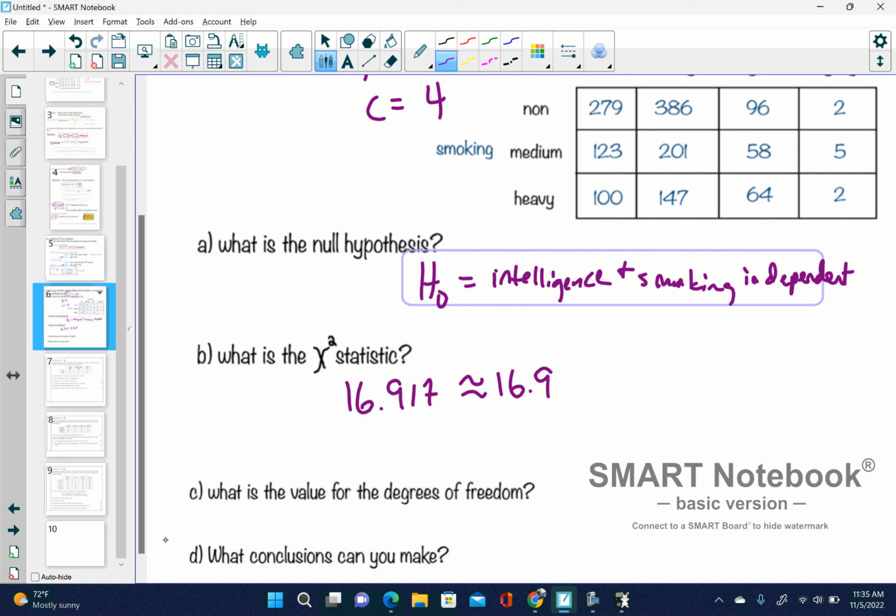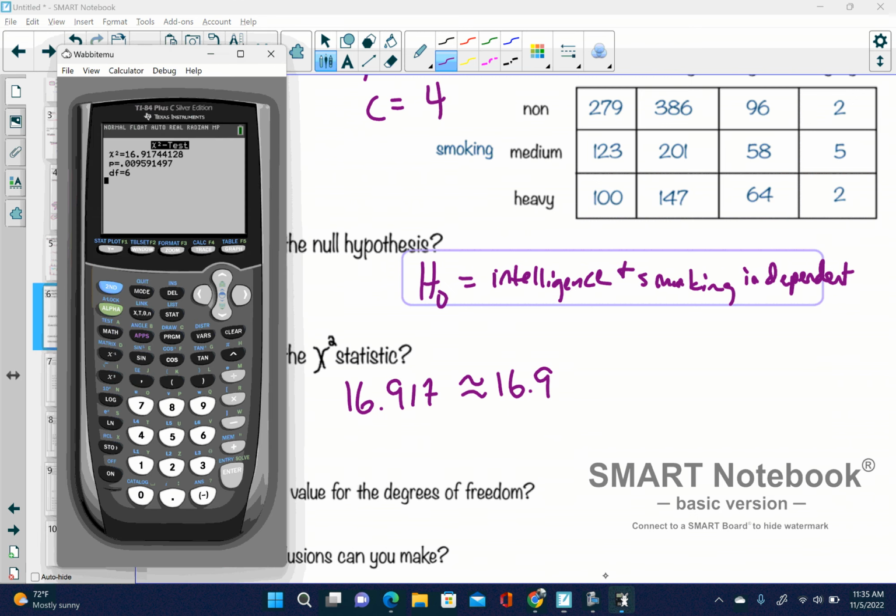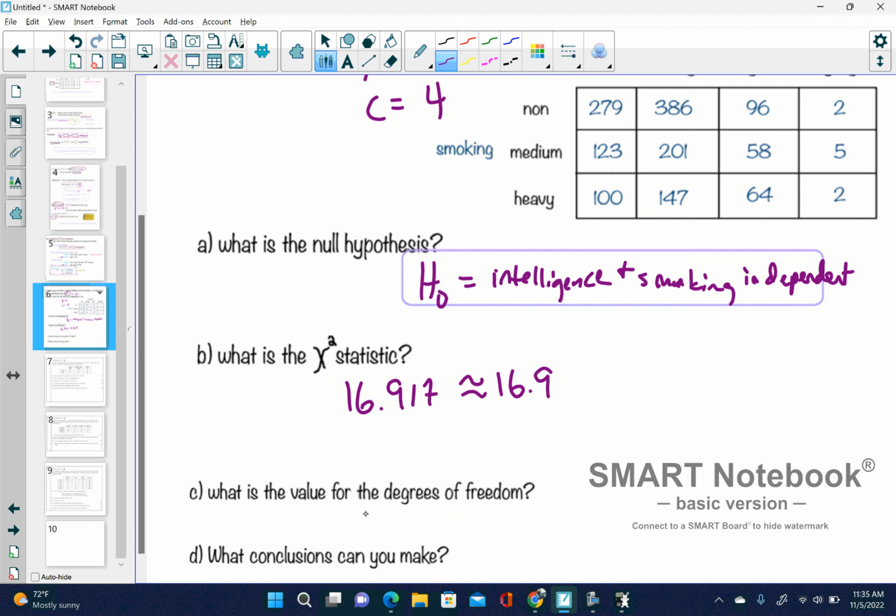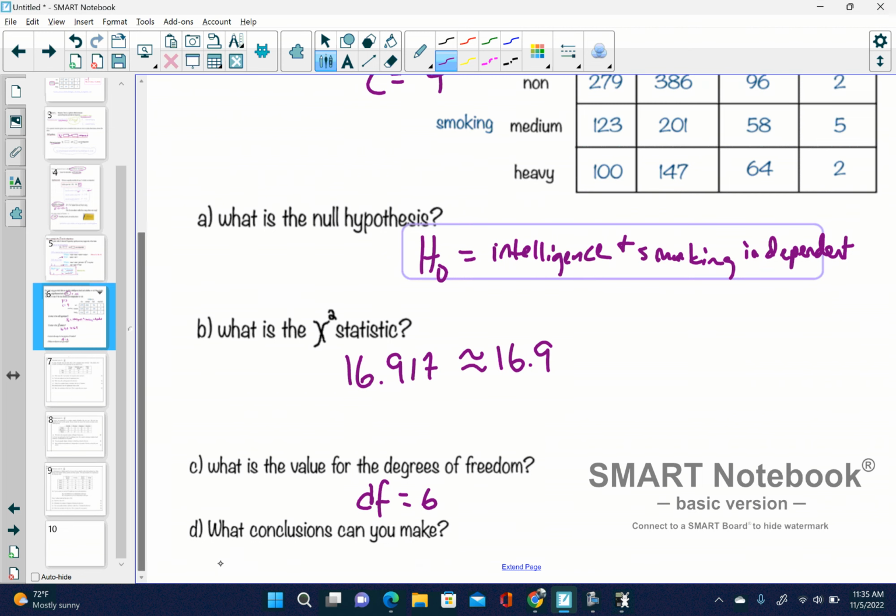All right, what is the value for the degrees of freedom? The calculator gave us that the degrees of freedom is equal to 6. And again, we got that by rows minus 1 times columns minus 1, but the calculator is nice enough to do that for us. So the degrees of freedom is equal to 6. And what conclusion can we make based off of this?